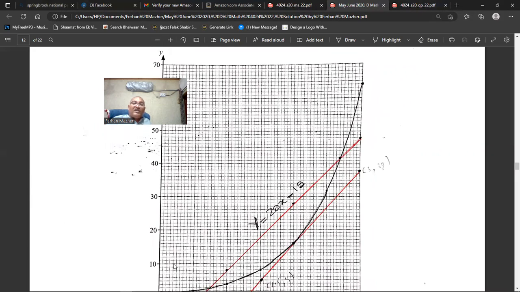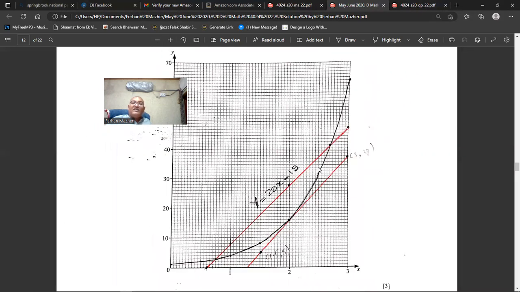Then I will join these dots with a smooth curve. And this is the graph. Hopefully you understand.